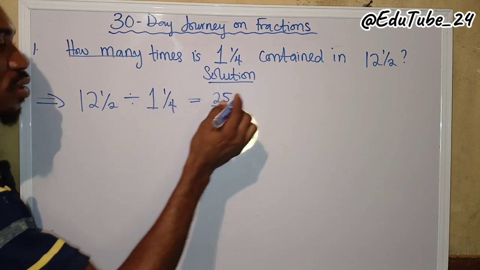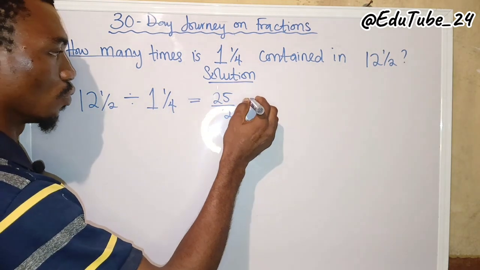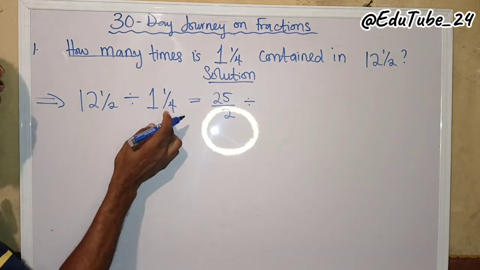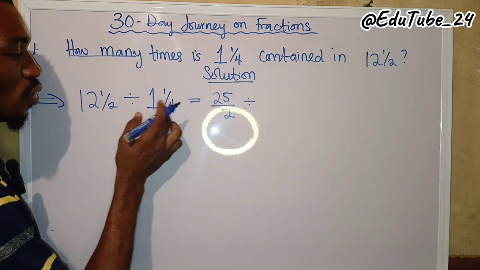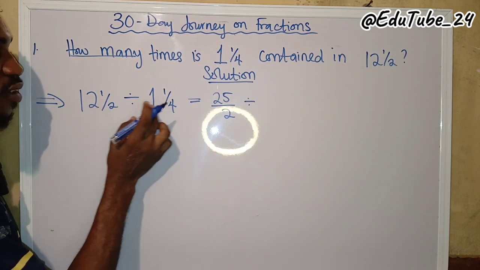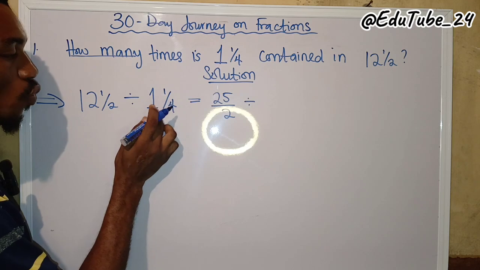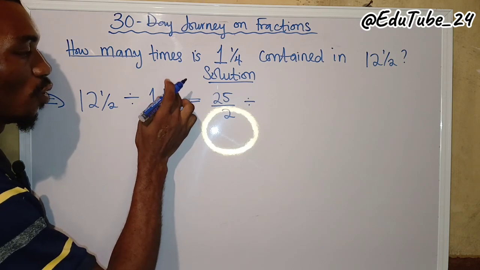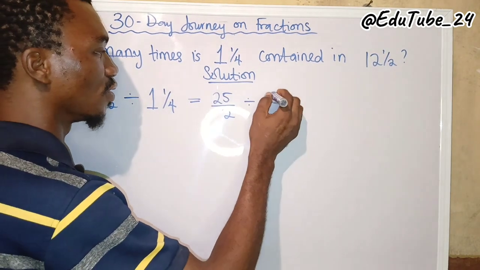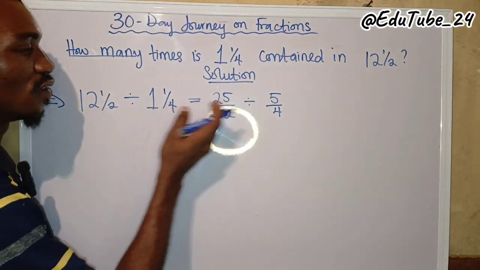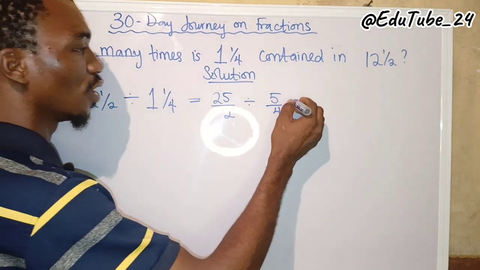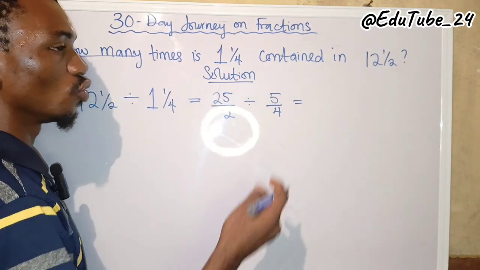Then this divide, we repeat it. Then the next fraction as well is going to be converted into an improper fraction. The same way I solved this is the same way I'm going to convert this. So 1 times 4 gives us 4, then 4 plus 1 gives us 5, and that makes it 5 over 4.